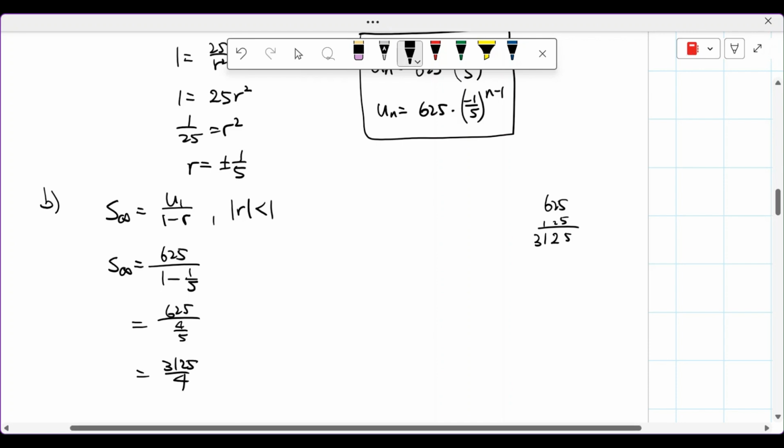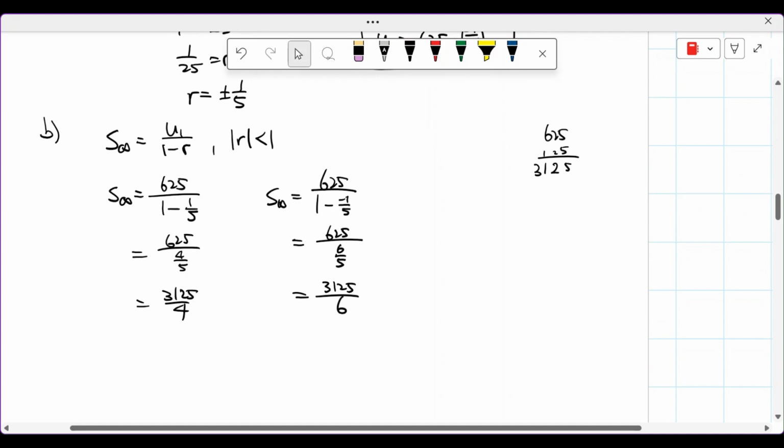Or S infinity is equal to 625 divided by 1 minus negative 1 over 5. Then I get 625 over 6 over 5. Then I get 3125 divided by 6. So I have two possible cases.